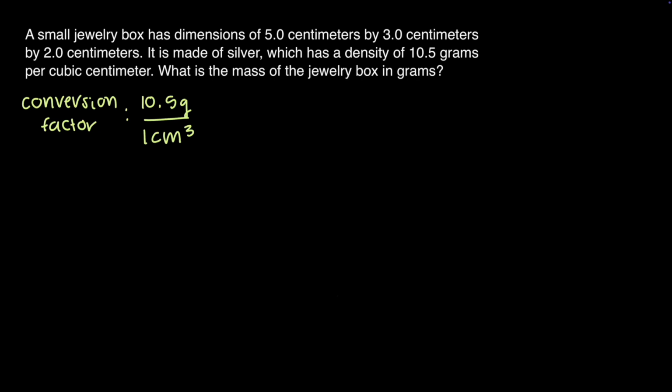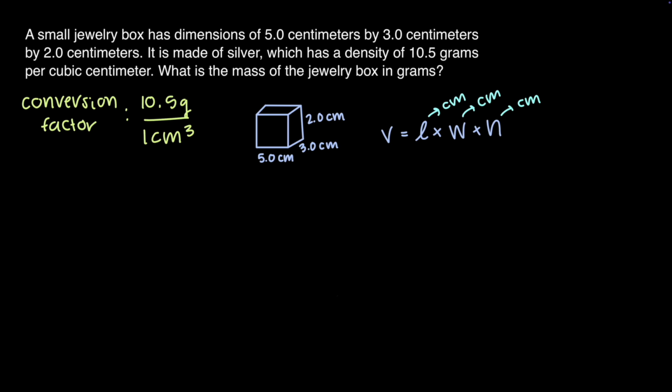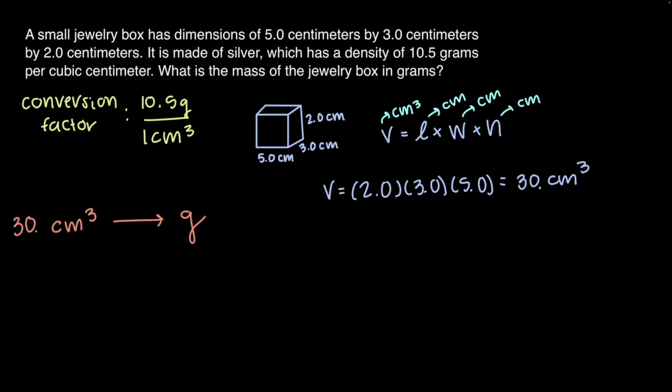To be able to use those cubic centimeters to cancel out, we have to use the box dimensions to find volume. Volume equals length times width times height, and if we have centimeters for each of these dimensions, multiplying all values together will give us cubic centimeters because we are multiplying centimeters 3 times. 2 times 3 times 5 will be 30 cubic centimeters. And we can now convert from cubic centimeters to grams using 10.5 grams per cubic centimeter.